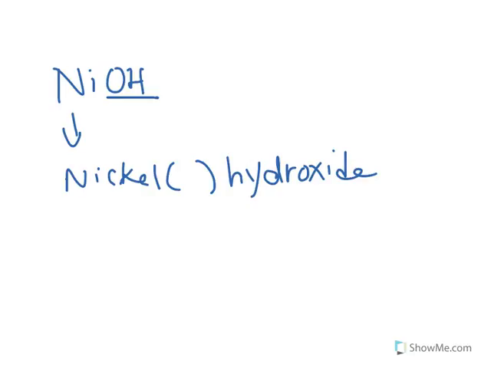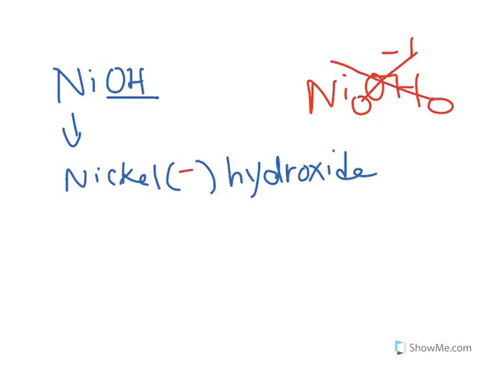Now we have to figure out what the charge of that metal was, so we have to work backwards. OH is -1, hence there's no number here because 1's cancel out. But there's also no number here, so Ni must have also been 1.